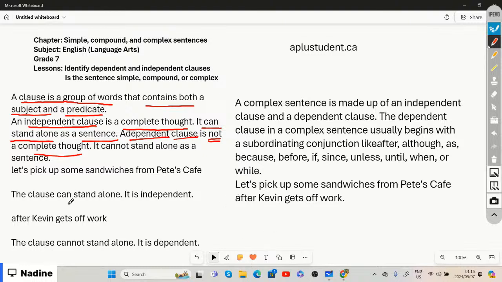And we made an example of an independent clause. We said an independent clause expresses a complete thought, it has a subject as well as a verb. When you write a sentence, it has a verb, it tells us who or what we are discussing and the action that is being done. But a dependent clause, like we said, needs to latch on to an independent clause. It will have words, for example, like, let's pick up some sandwiches from Pete's Cafe.